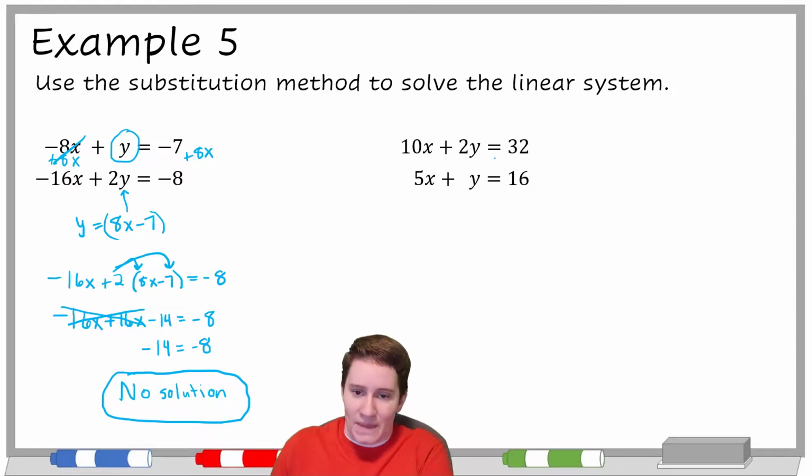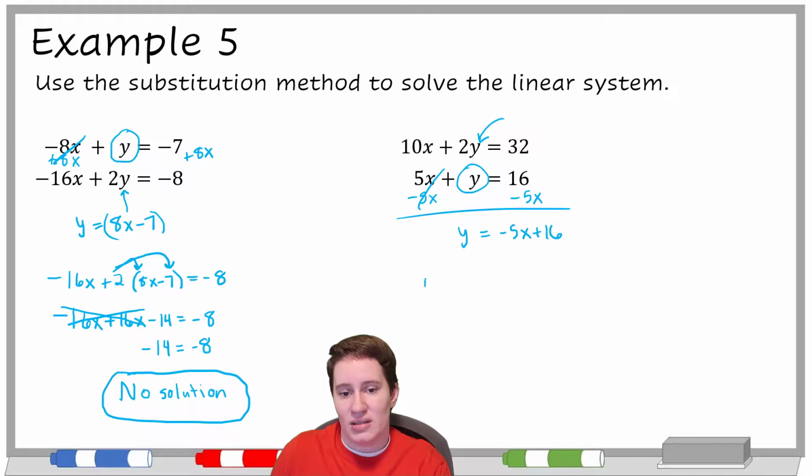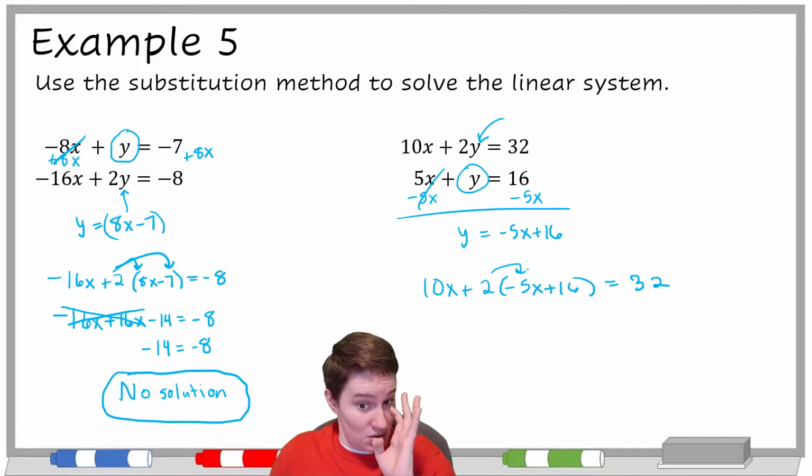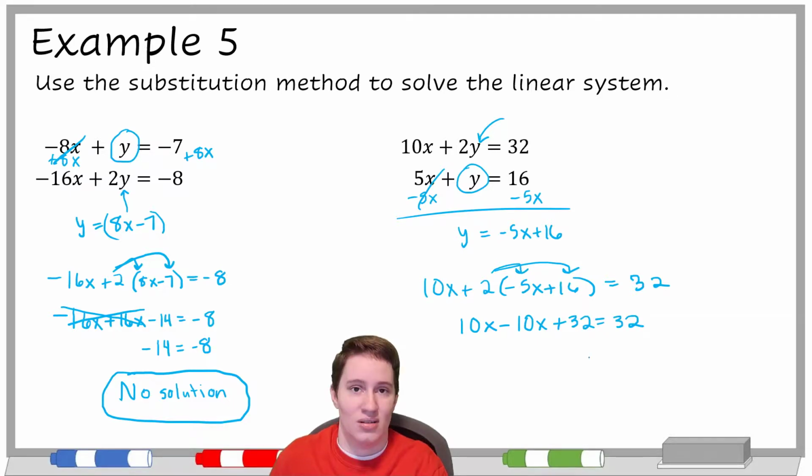So let's look at this next one. We're going to solve the second equation for y here, because that looks easiest. So I'm going to subtract 5x on both sides. Y equals negative 5x plus 16. I'm going to put that into the other equation: 10x plus 2 times negative 5x plus 16 equals 32. Now I'm going to distribute. A very similar thing is going to happen here with just a slight difference. It's going to make this not be no solution. Not no solution.